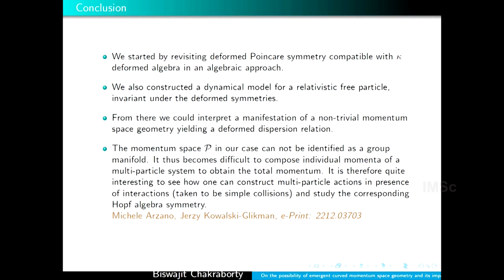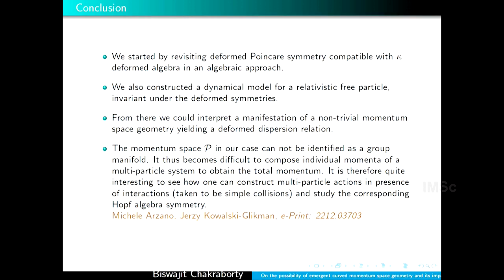But we are not getting anything like that. The advantage of having a group manifold is that the composition of multiparticle momentum can be read off from the group multiplication rule, which we cannot do in our case. So all that we have to do is write down a similar multiparticle Lagrangian, see what the symmetry is, find the generators and study their composition rule. This is the work that we intend to do in future.